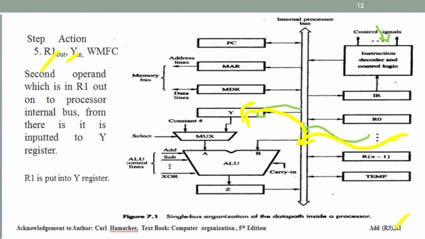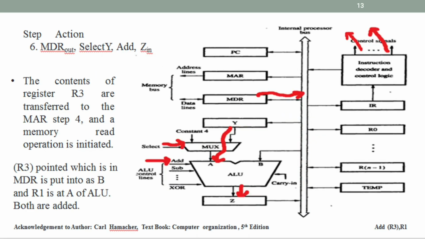Then wait for memory function complete. Wait for memory function complete means (R3) was sent, and that first operand was being fetched. Now, wait for memory function complete means till that is brought and loaded in MDR, the processor will have to wait. So it is waiting now for the first operand. The second operand is already loaded in the Y register.